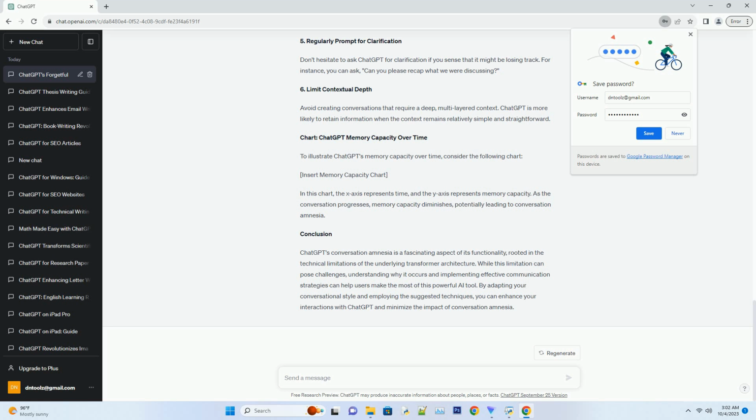Implications for conversations. Understanding the concept of conversation amnesia is crucial for those who rely on ChatGPT for various tasks, from content generation to customer support. Here are some notable implications. Miscommunication and frustration. Extended conversations with ChatGPT may lead to miscommunication and frustration if users are not aware of its memory limitations. It's essential to manage expectations when engaging with the model.